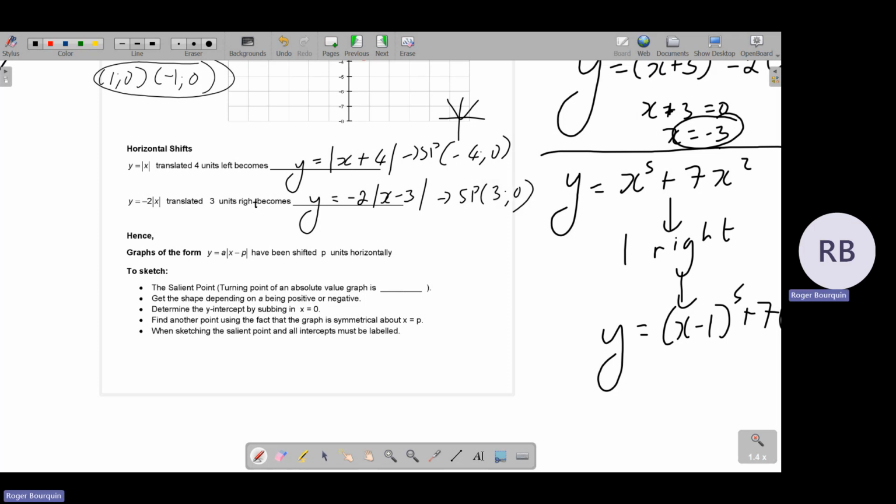So in general, if you have y is equal to the absolute value of x minus p, the salient point will be on the opposite side. If that's negative p, it's p, so it's opposite what's in the equation. It'll be p and 0, right? These ones are going to be turning on the x-axis, so you're not going to have to find the x-intercept, you've got it, there's only one, turning on the x-axis. We're going to have to find the y-intercept for these horizontal shifts.